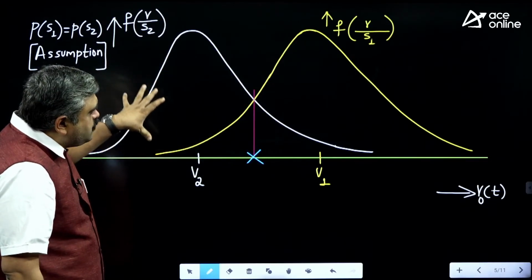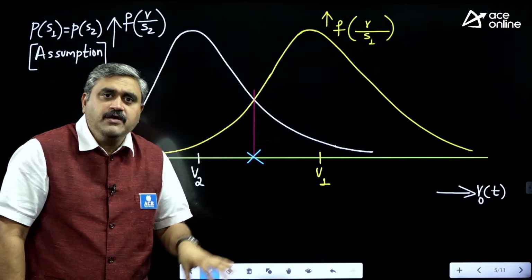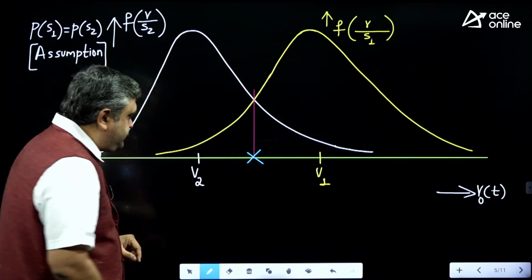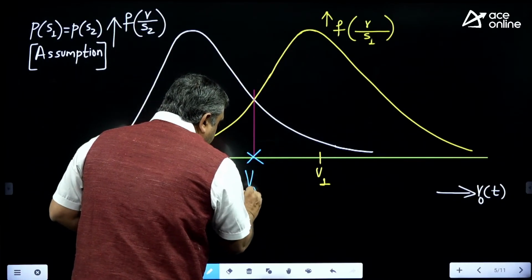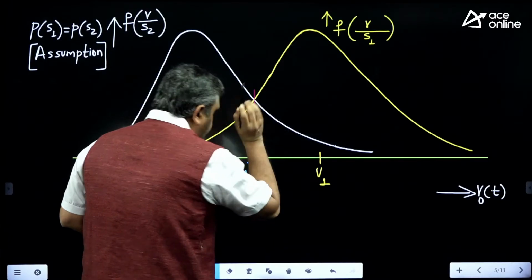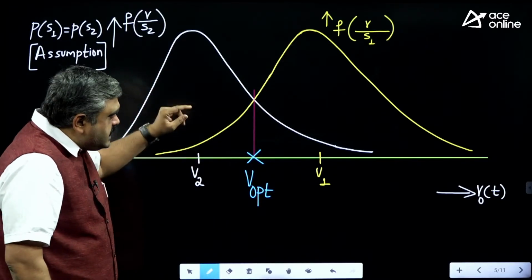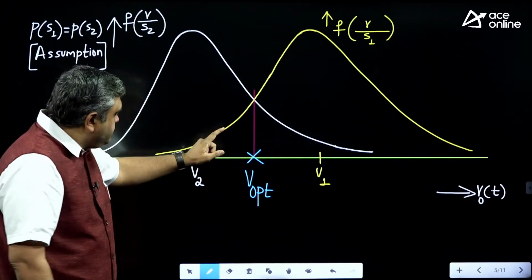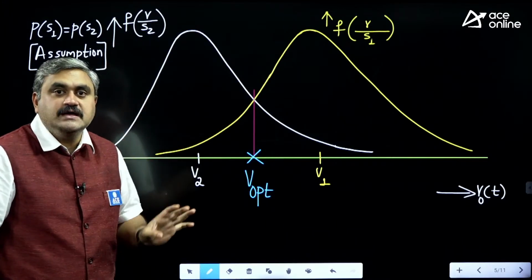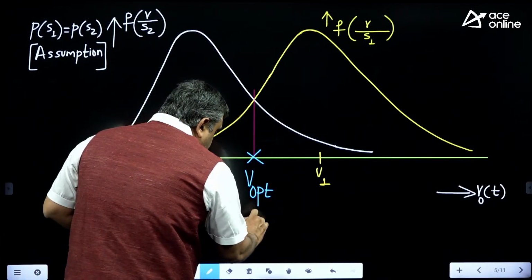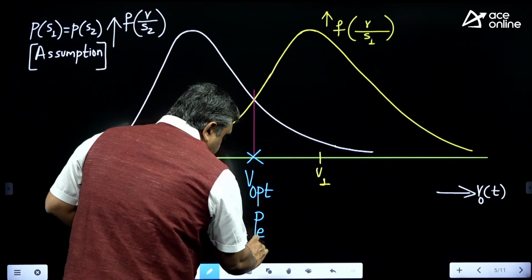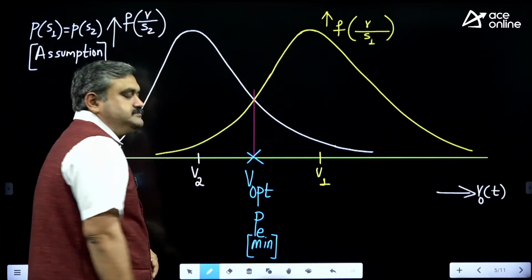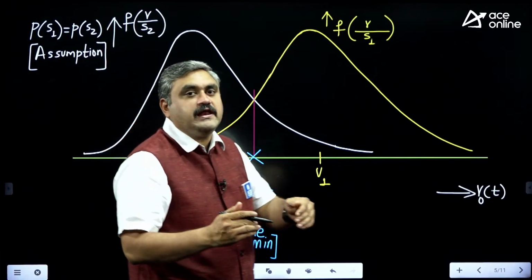So whenever you have these conditional density function curves for both S1 and S2, the point of intersection of these density function curves is your optimum value of threshold voltage. That's all. That means if you set your threshold detector VTH as VOPT, which is the point of intersection of these two curves, then automatically the probability of error that you get here will get minimized. That is the meaning. So that is the reason why we are interested in calculating VOPT.